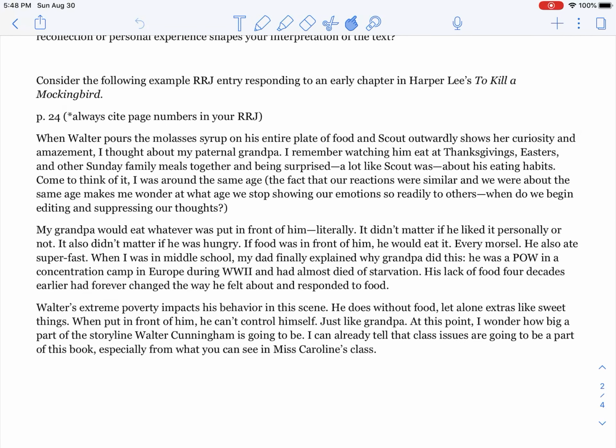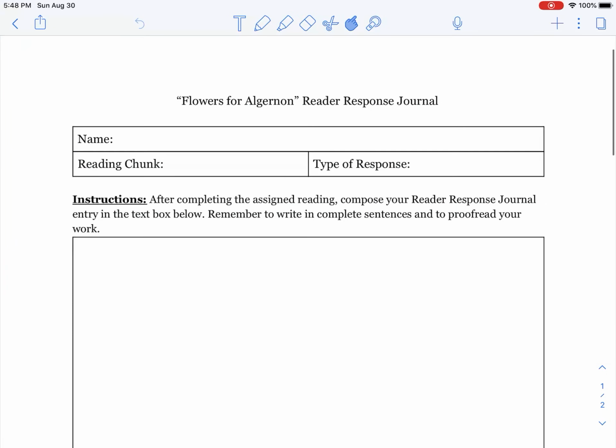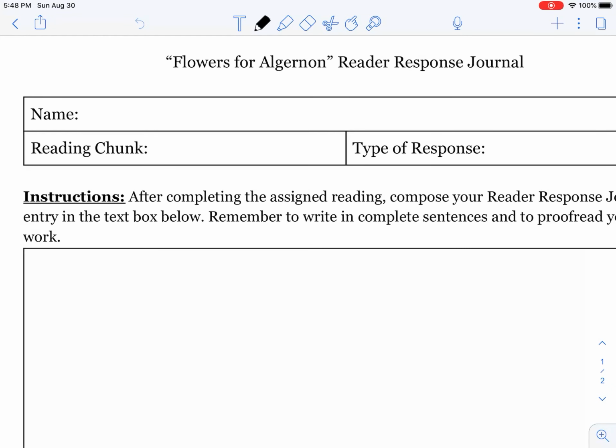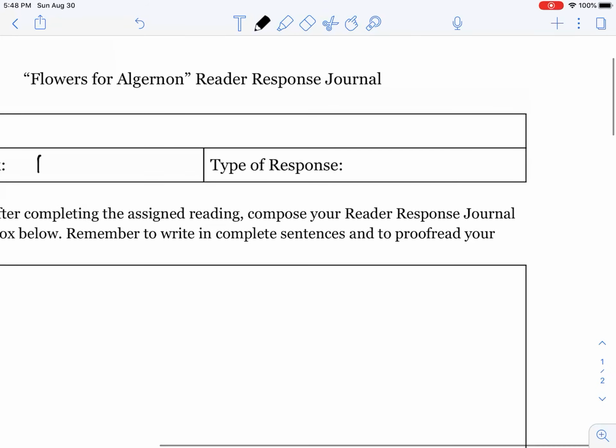So here's an example. And this is the type of response that you're going to have in the blank one. This is exactly the Google Doc that you're going to be typing into. So for this one, you'll put your name, and then it will be reading chunk 1. And for this chunk 1, what we're going to ask you to do is either to notice, or question. That's the category.